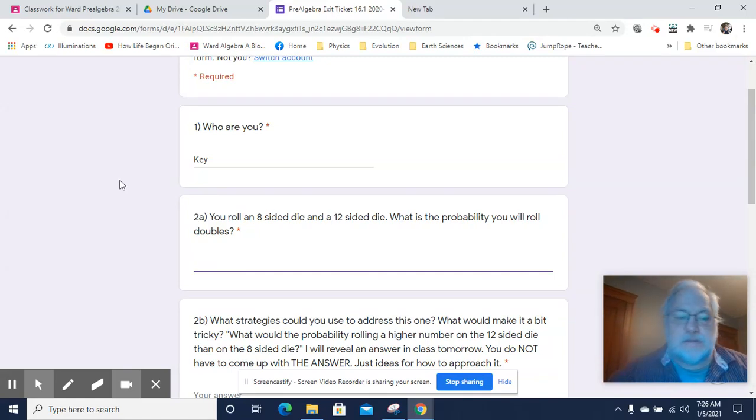Hi, this is Mr. Ward, and this is a quick key for the exit ticket 16.1. So you roll an 8-sided die and a 12-sided die. What is the probability you will roll doubles?